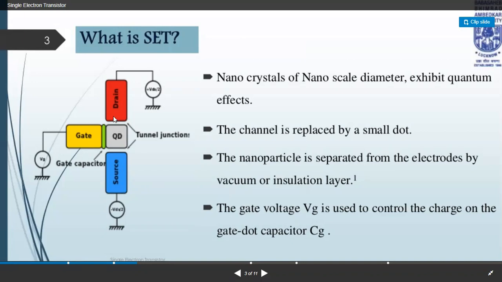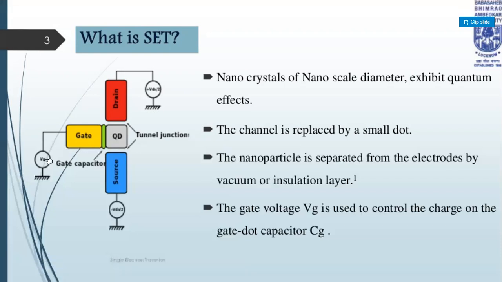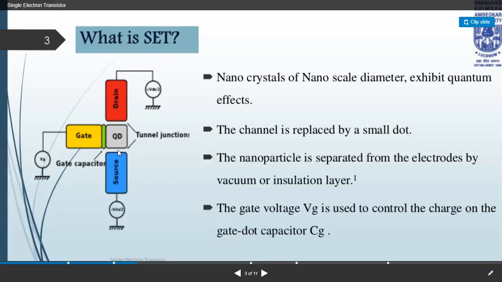So this is the drain, in which the voltage should be grounded. The island is called the quantum dot. The gate is connected to a voltmeter, and it should be grounded. The gate capacitor sits between the gate and the quantum dot. The quantum dot gives the tunnel junction, which is called the source, and in which W1 and W2 should be grounded.